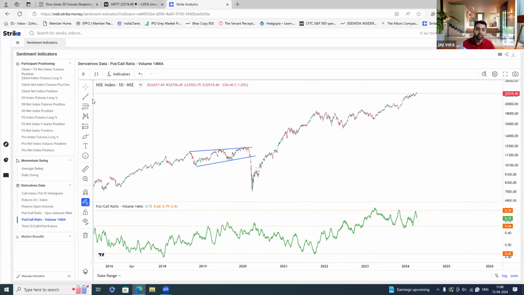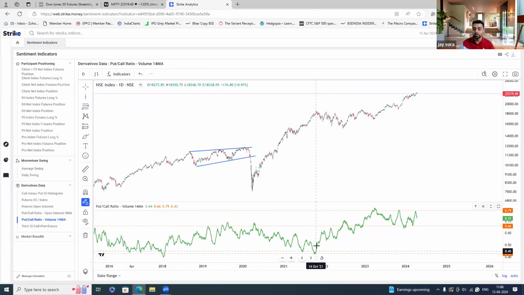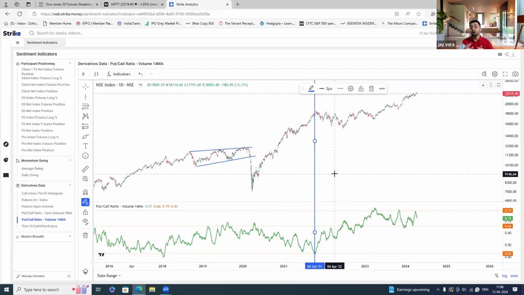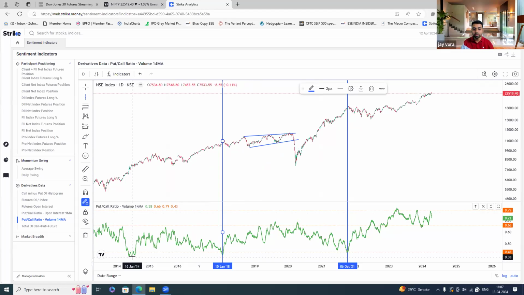So basically, when this ratio is at a lower level, around 0.4, 0.5, that's where a medium term top can occur. Even over here, you can see that in 2018 also, your future OI was reaching an extreme, and you had this volume put call ratio also reaching an extreme. So over here also, we could see that this ratio had reached an extreme. There was some distribution that took place, but after that, we saw a meaningful correction.